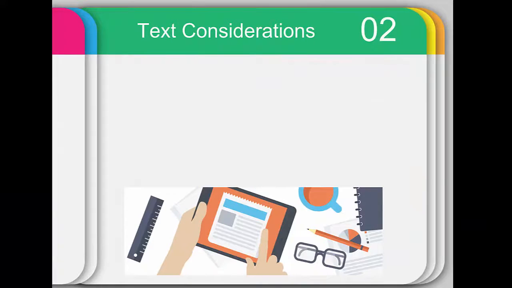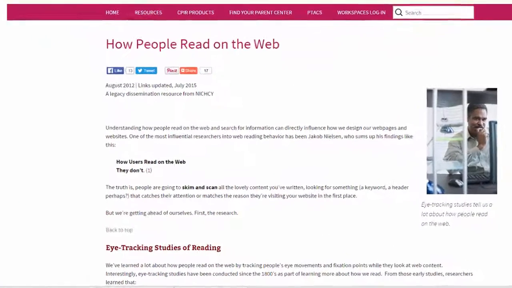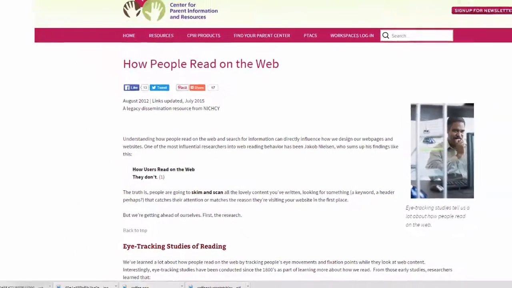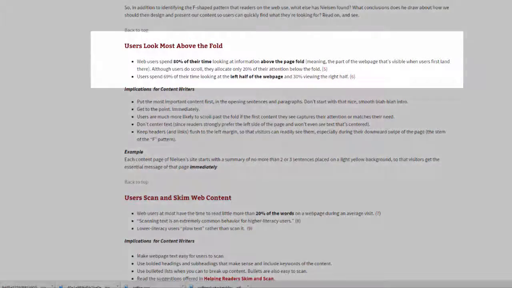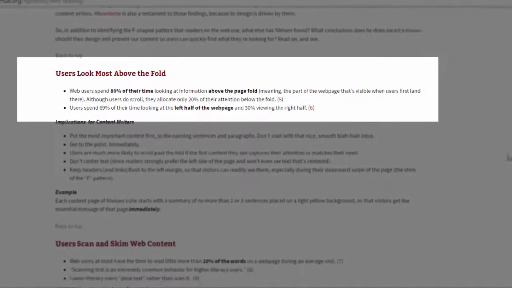Next, pay careful attention to how you present text. Digital content can often be very text-heavy, which is particularly difficult for struggling readers. Studies show that people read differently online. They pay attention to mostly the first 100 words on a page, and then they tend to skim and scan. People usually spend 80% of their time above the fold, or the line on the page where you need to start scrolling down to read.